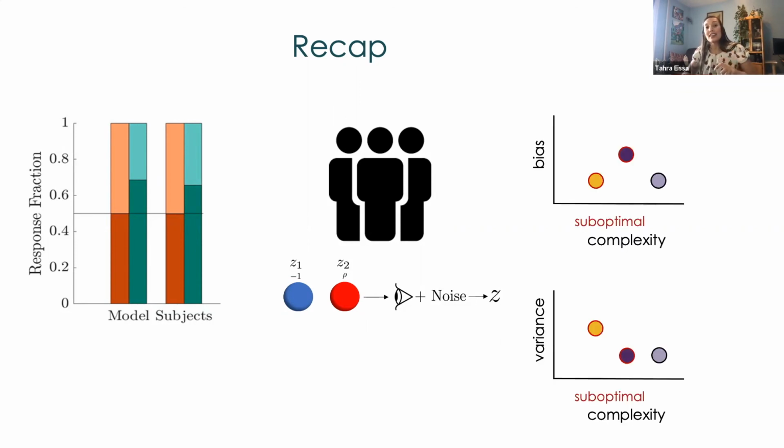And lastly, that these suboptimalities actually follow a really interesting trend, which is that as we look at complexity, a more complex but suboptimal model is going to enhance bias, whereas a less complex suboptimal model is going to enhance variance. So this goes against what we typically consider.